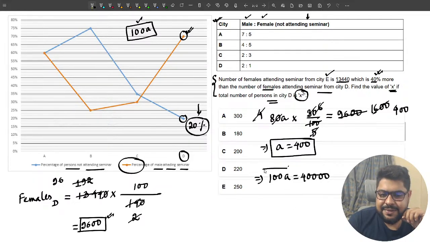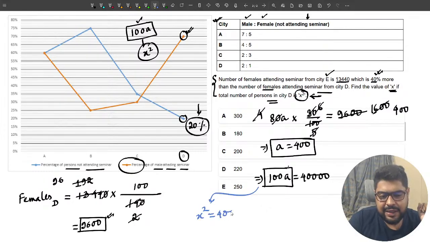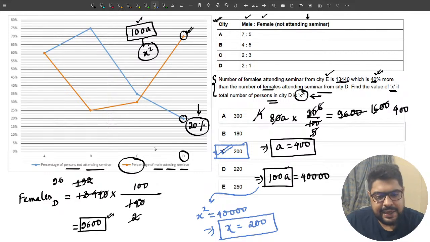This is the total population, and according to the question this is only X square. So X square is equal to 40,000. What will be the value of X? It is 200. 200 will be the value of X, option C. Option C is our correct answer.